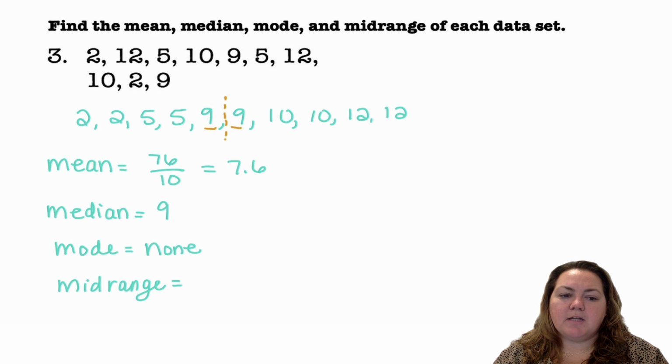Mid-range, I'm going to take my maximum and my minimum, add them together, divide by 2, which gives me 7. All right, so the mean is less than the median, so this one is most likely skewed left.